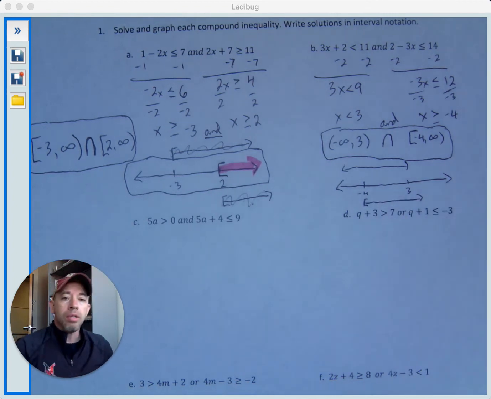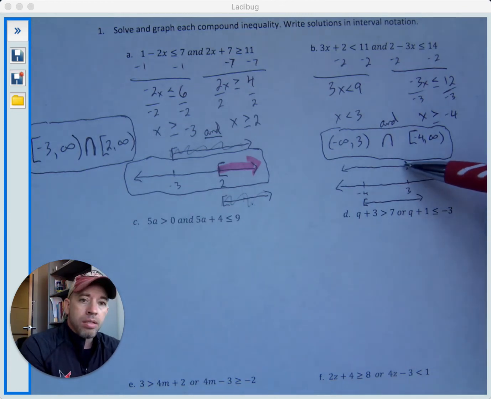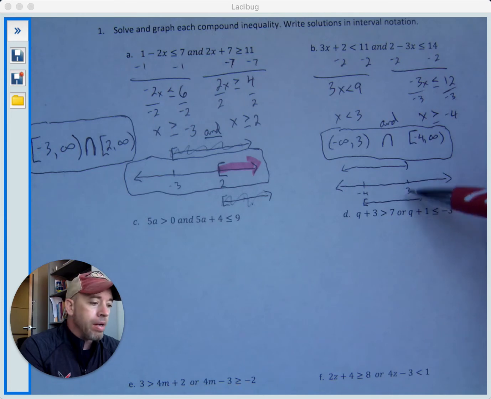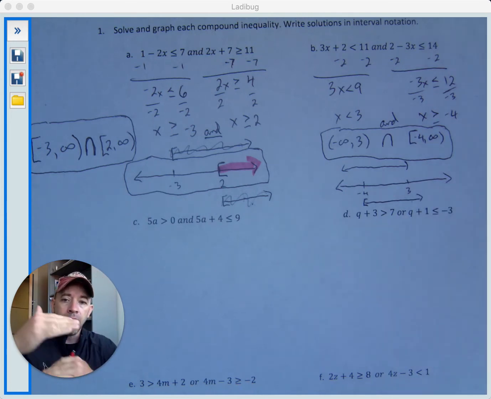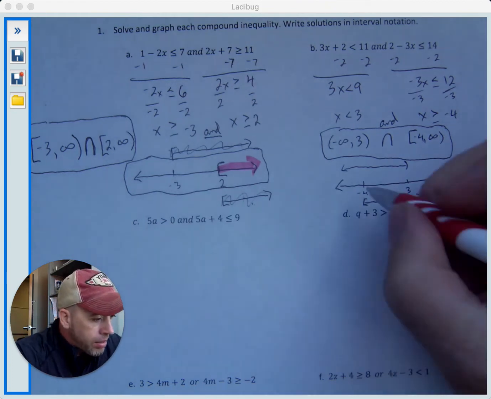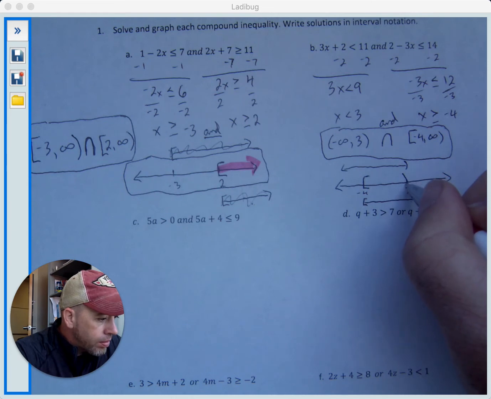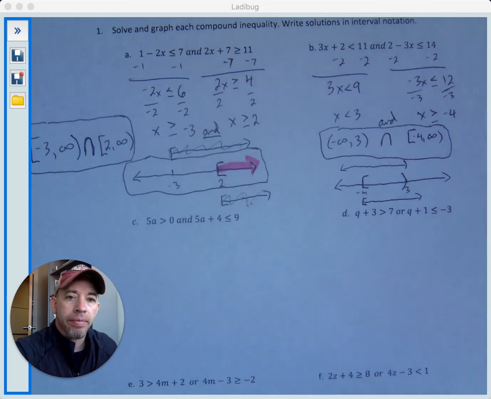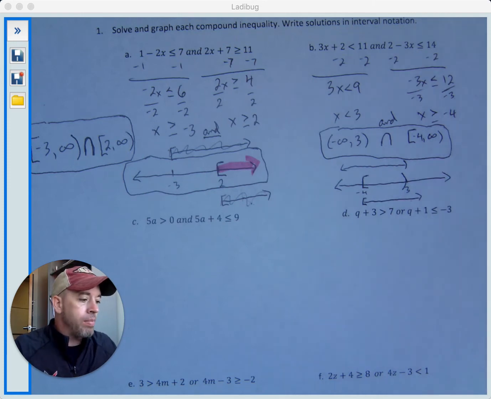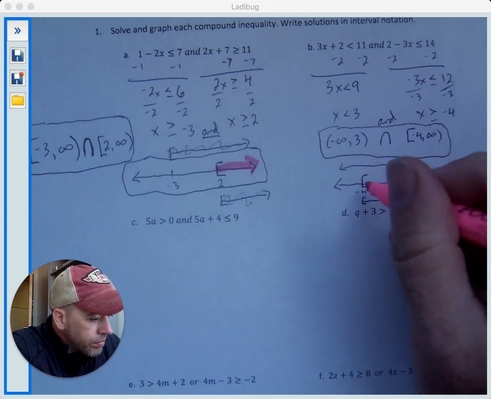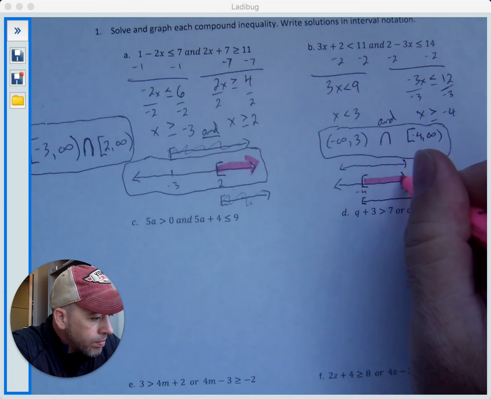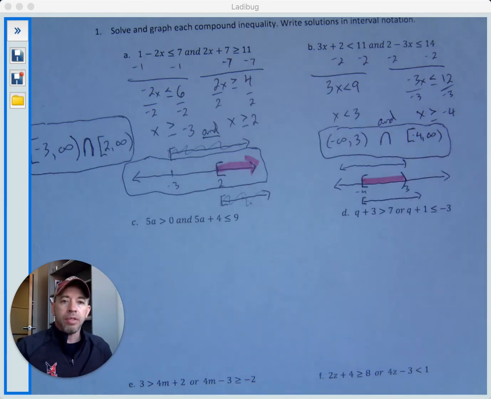And what we're going to do is look at where those two would overlap. So if I imagine this top graph coming down and the bottom graph coming up, where do they intersect? Well, they would overlap exactly from negative 4 to 3. Okay? And then we could shade in the middle. And that's what our graph would look like.